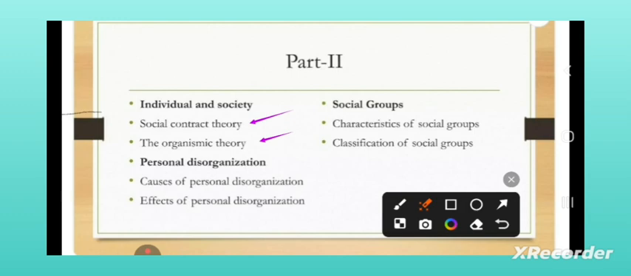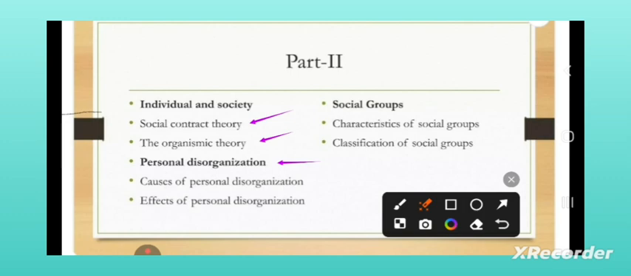Personal disorganization. Causes of personal disorganization. This will likely cover factors like rapid social change, family breakdown, cultural conflict, poverty, mental illness, and substance abuse that lead to an individual's maladjustment or inability to function effectively in society.